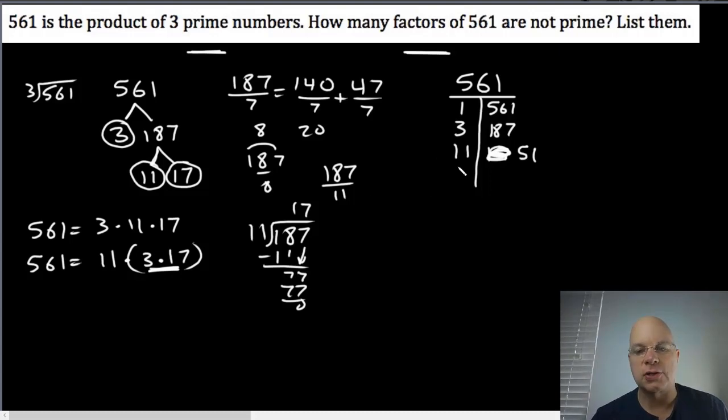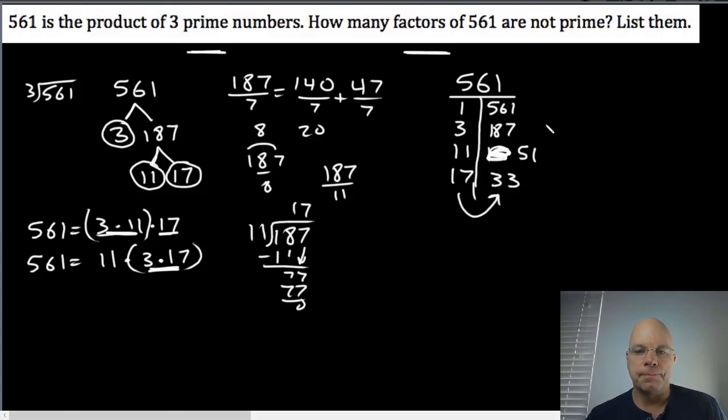And then I don't have to check 12, 13. 13 would be up here if 13 was a prime factor. 14, 15, 16, but we know 17 works. So 17 multiplied by, again, I'm just going to look up here, 17 multiplied by this product, 33. And then I'm done.